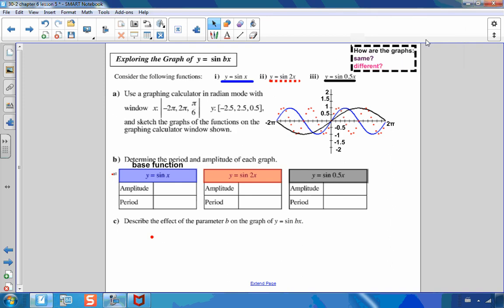Crisis averted. Let's look at this one here. The graph of y equals sine of bx. So b is the number in front of x. Again, look at what happens when there's no number in front. It's an imaginary 1. So I want to know, how are they the same?